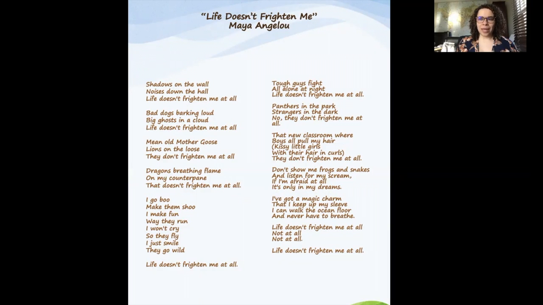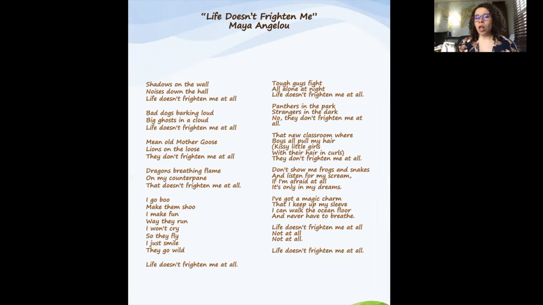Shadows on the wall, noises down the hall. Life doesn't frighten me at all. Bad dogs barking loud, big ghosts in a cloud. Life doesn't frighten me at all. Mean old Mother Goose, lions on the loose. They don't frighten me at all. Dragons breathing flame on my counterpane. That doesn't frighten me at all. I go boo, make them shoo. I make fun, way they run. I won't cry, so they fly. I just smile, they go wild. Life doesn't frighten me at all.